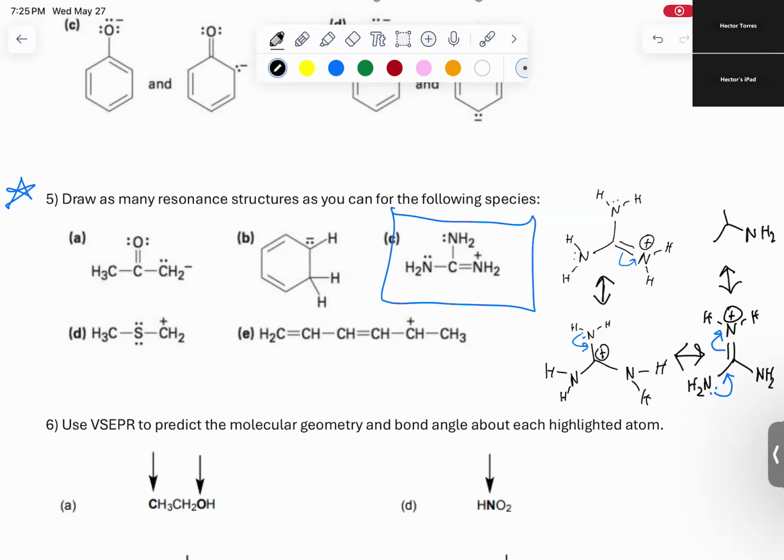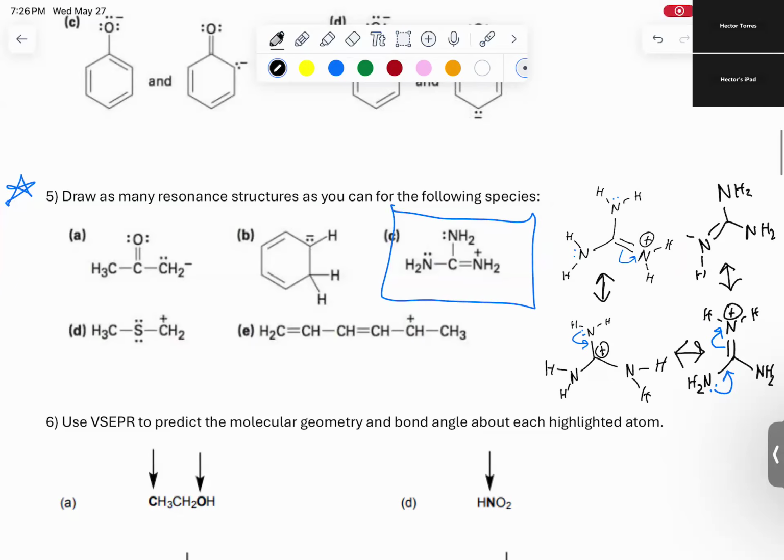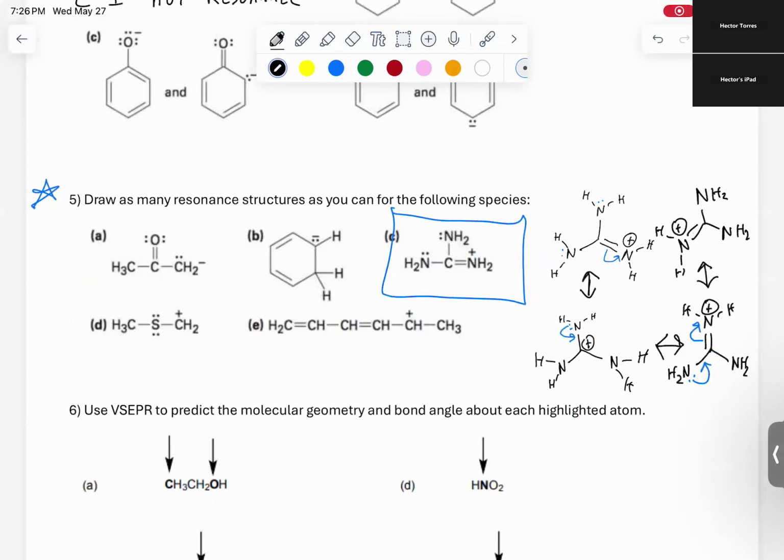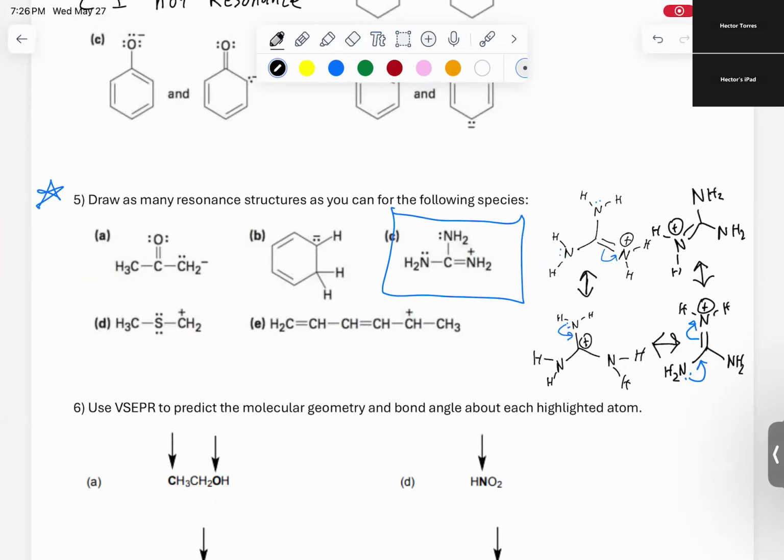Okay, so as we can see, they're all very similar. It just depends on which nitrogen has that double bond and which one doesn't. And depending on which one has the double bond, that one will have the positive charge, or it'll be on the carbon. So we can draw those 4 different resonance structures. Each of them are a little different, so make sure to draw all of them.